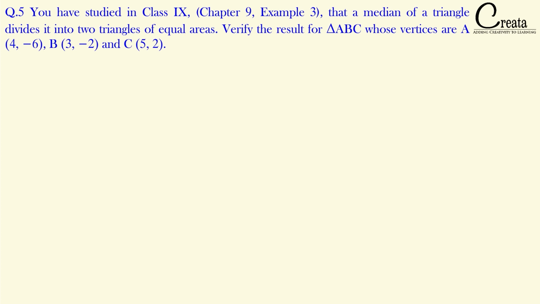You have studied in class 9th, chapter 9, example 3, that a median of a triangle divides it into two triangles of equal areas. Verify this result for triangle ABC whose vertices are A (4, -6), B (3, -2) and C (5, 2). So this is the question.